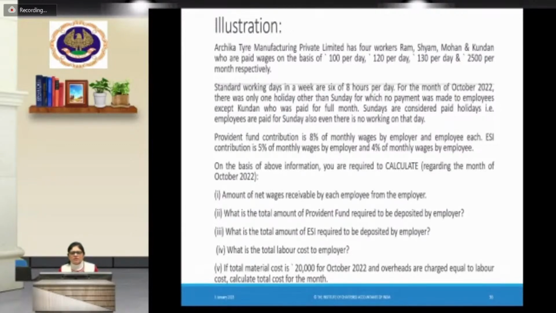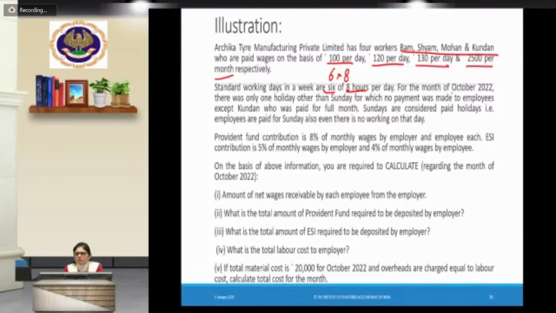There are 4 workers, Ram, Sham, Mohan and Kundan. Try to understand the question. They are paid wages at 100 per day, 120 per day, 130 per day and 2500 per month. So 3 are paid on a per day basis and 1 on a per month basis. You will make the statement employee wise. Standard working days in a week are 6 of 8 hours, so 6 into 8 makes 48 hours in a week.